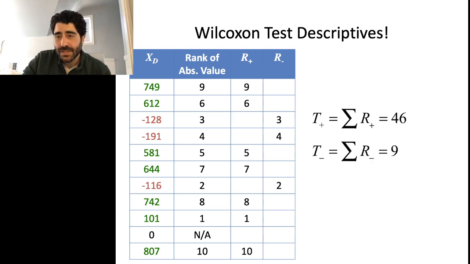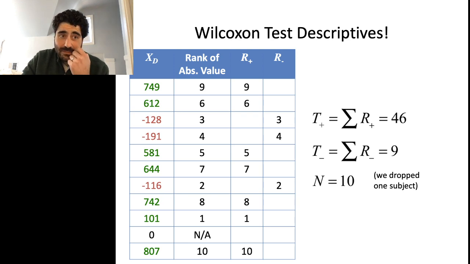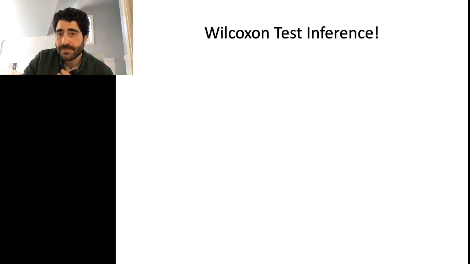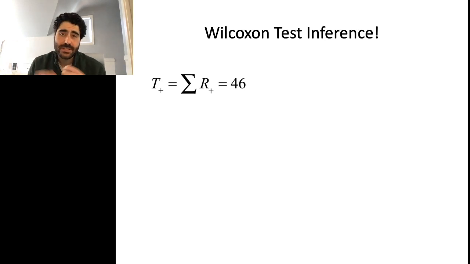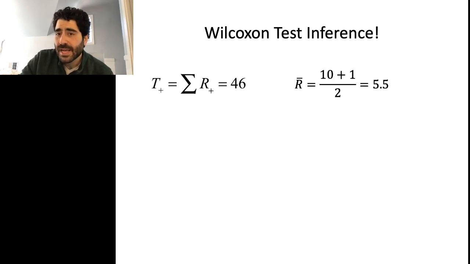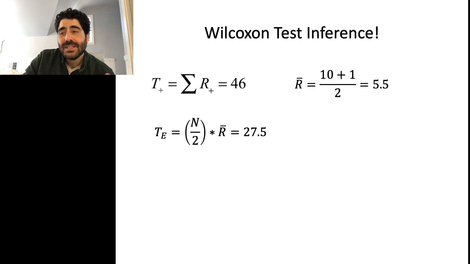We could also compute this for the other group. Remember that we originally had 11 subjects here, and we dropped 1 to get down to 10. Okay, so what we actually measured in our data is that the sum of the positive ranks is 46. And now we have to figure out what our null hypothesis is. So remember, the average rank here is 5.5, right? We only have 10 usable subjects, so 10 plus 1 over 2 is 5.5.